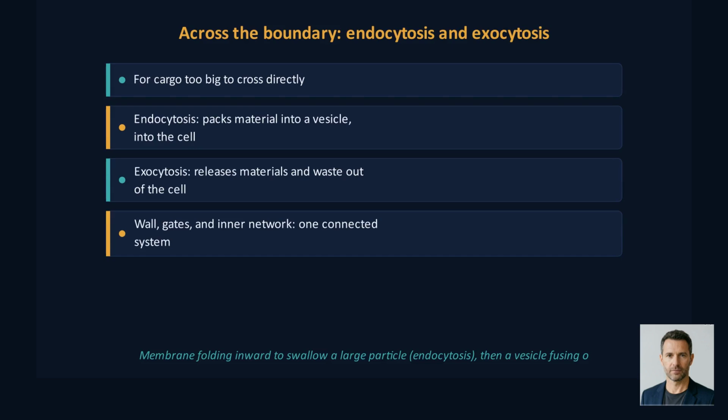With these, the loop closes. The endoplasmic reticulum builds, the Golgi packages, vesicles deliver, lysosomes recycle, and endocytosis and exocytosis carry whole bundles across the very membrane we started with. The wall, its gates, and its inner network, all one connected system. That is the cell as a working city.